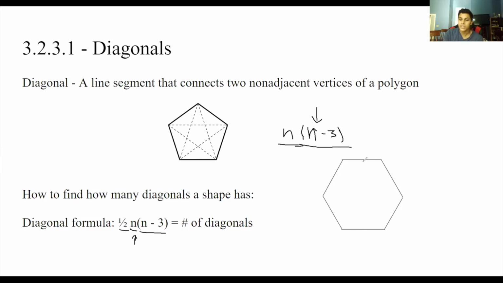So the reason that you need the 1/2 is because even though you're representing how many diagonals each vertice can create multiplied by the total amount of vertices, you're not accounting for diagonals that were already created. So let me show you what I mean. So I'm going to take this vertice as an example and create 3 diagonals that I showed you. So 1, 2, 3. Now if I move on to the next vertice, which is this one, and I create my diagonals, I get 1, 2, 3.